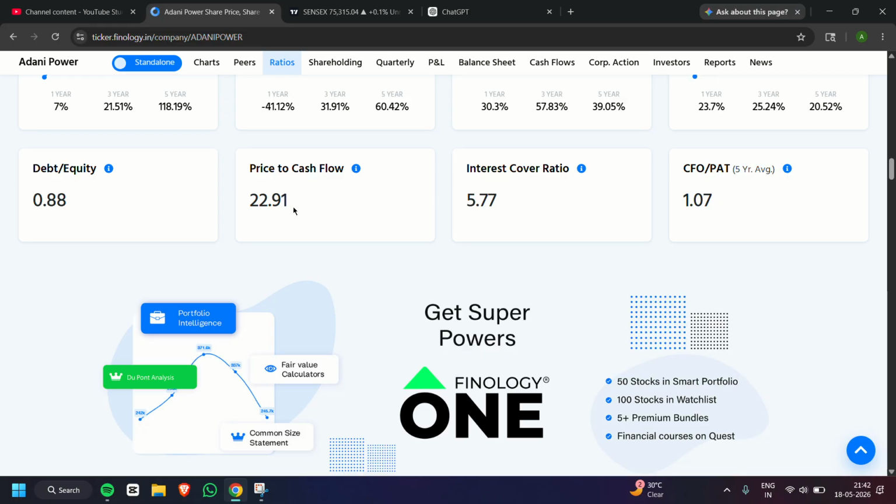If I tell you from a mathematical perspective, then you have to pay 22.91 rupees to earn 1 rupee from that particular company or stock. I hope you get it. I repeat this once: you have to pay 22.91 rupees to earn 1 rupee from that particular company or stock.